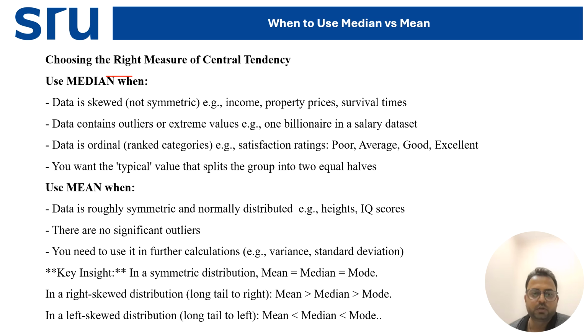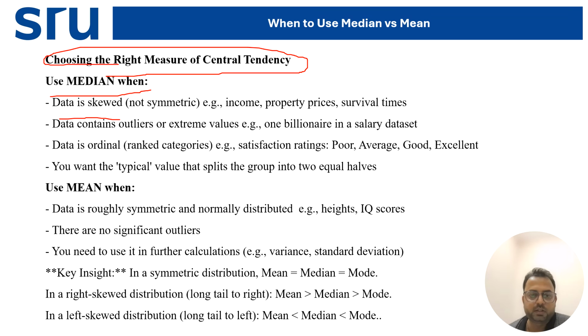So, choosing the right measure of central tendency: when to use median? When data is skewed, not symmetric, we use median. We also use it when data contains extreme values, for example, one billionaire in a salary data set, and for ordinal ranked categories, for example, poor, average, good, excellent.